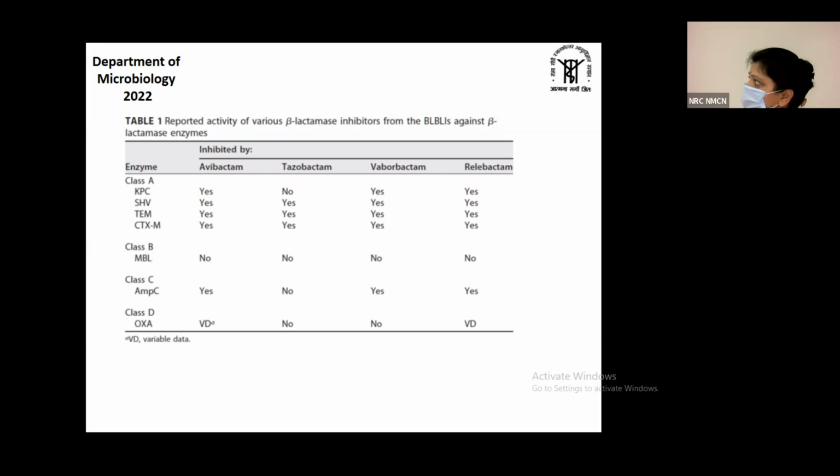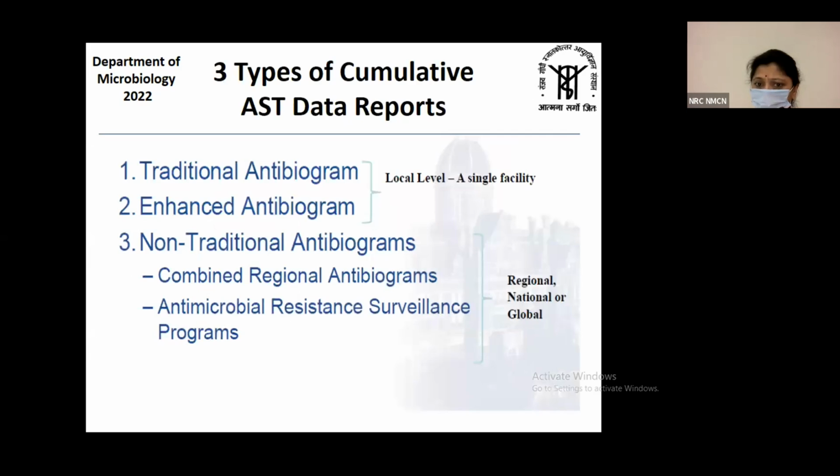Otherwise, for the conventional beta-lactamases, all the combinations are going to work. For metallo-beta-lactamases, please note, no across all 4 categories. So, no for the NDMs, for the metallo-beta-lactamase producers. AMP-C, I would say, is not such a big issue. OXA is not such a big issue. But yes, do remember which combination is going to work for which enzyme.